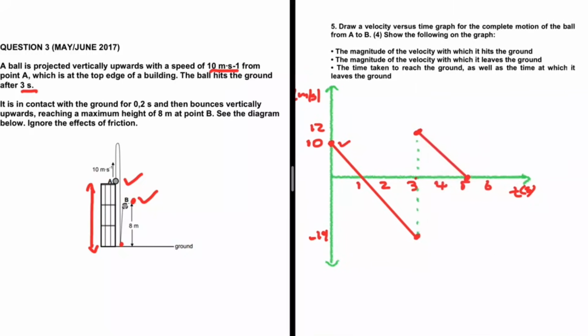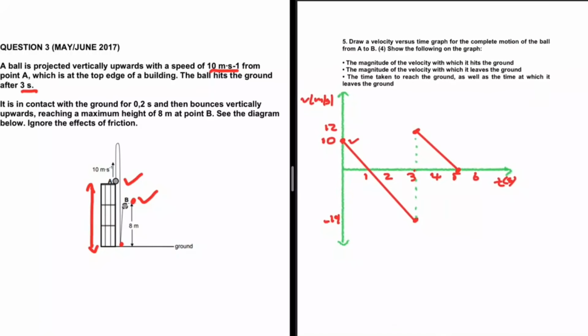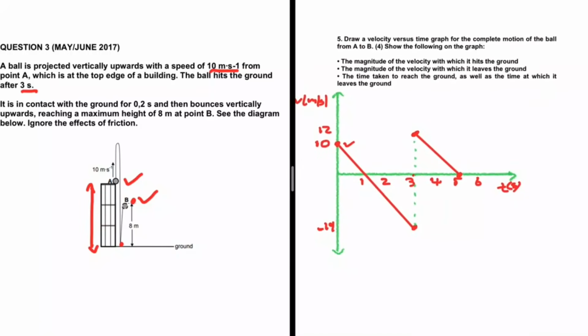So let's see if we included all that we needed to include. The magnitude of the velocity with which it hits the ground. Here we go, minus 19 point something. And then the magnitude of the velocity with which it leaves the ground, we have indicated it, 12.52. And then the time taken to reach the ground, 3 seconds, we have indicated that. And then as well as the time at which it leaves the ground. We're supposed to indicate the time at which it leaves the ground.